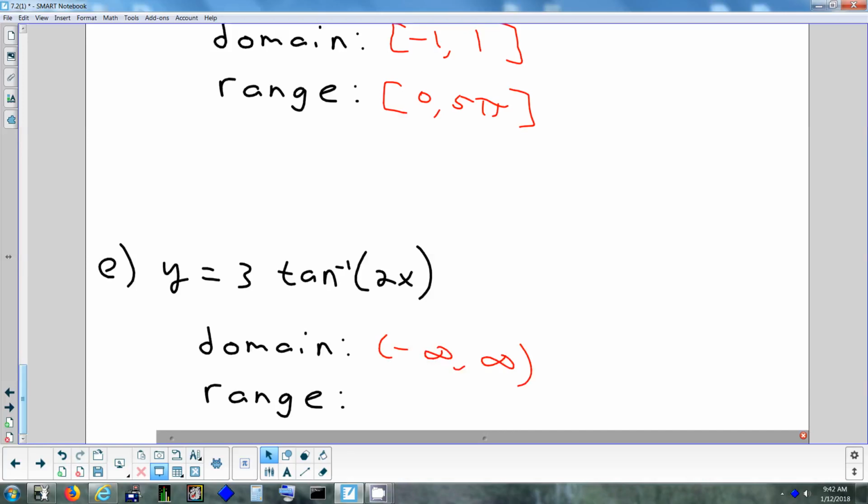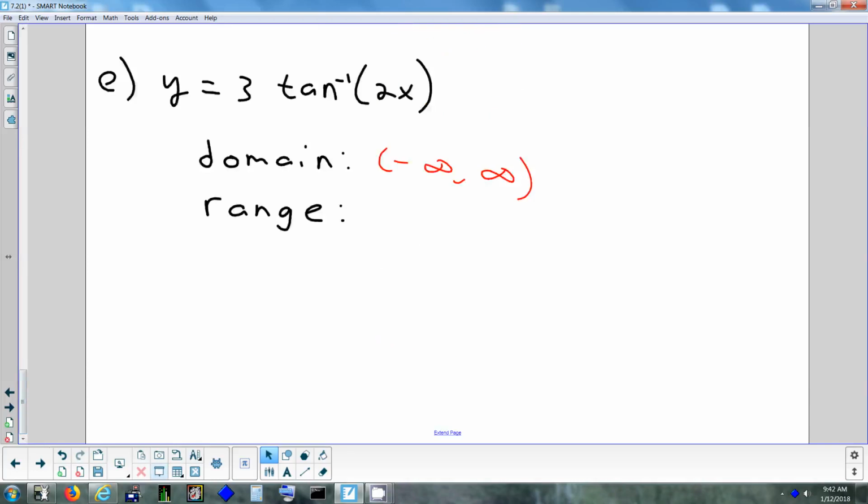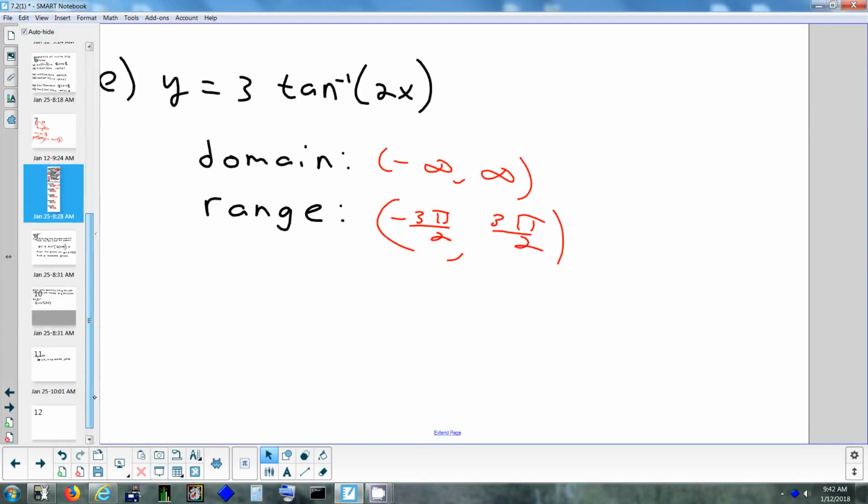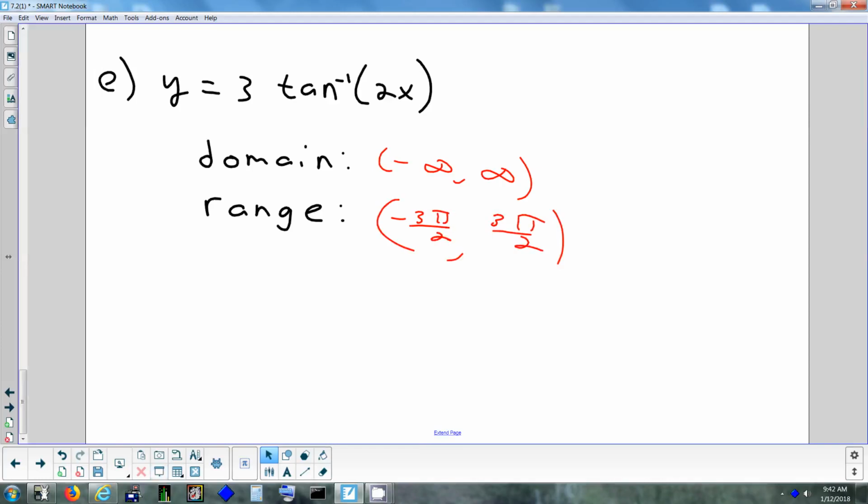Leo? Negative pi over 2. Okay, and we're tripling it. So can you tell me specifically how to write it? Negative 3 pi over 2, not including. Exactly, not including, to 3 pi over 2, not including. Yes. If this was an inverse sine problem, you would have the same range with brackets. Inverse tangent, we use parentheses. Okay. Any questions on that one?